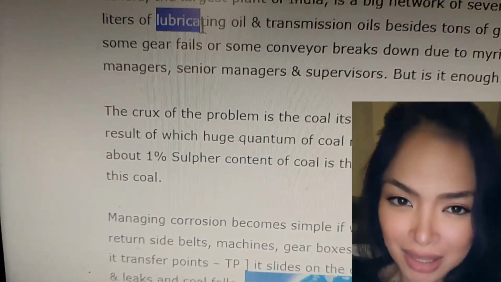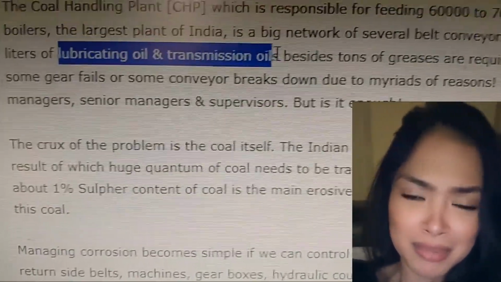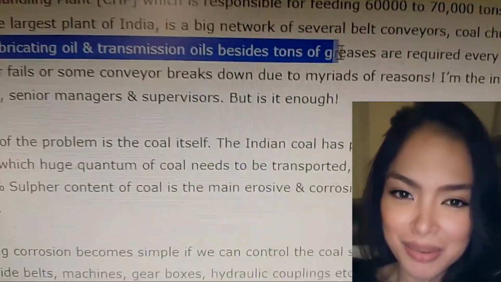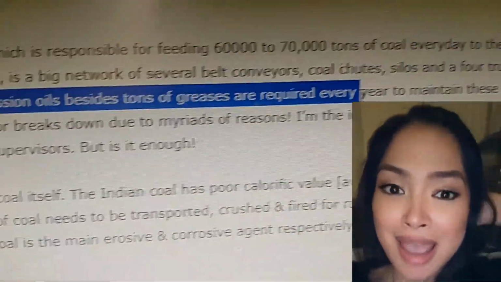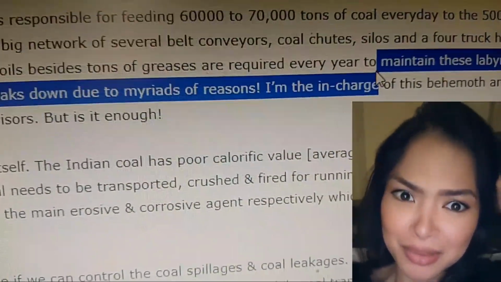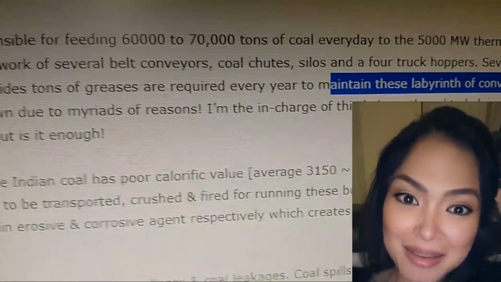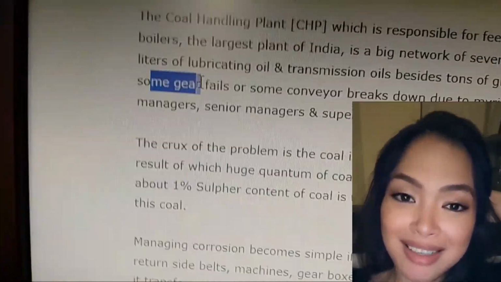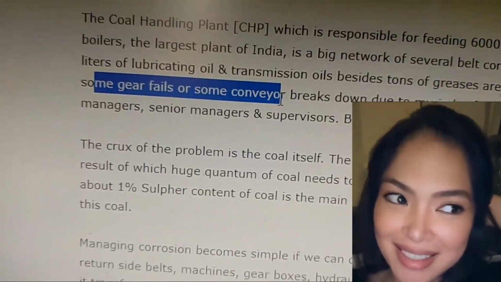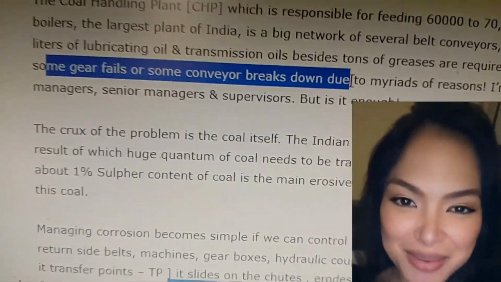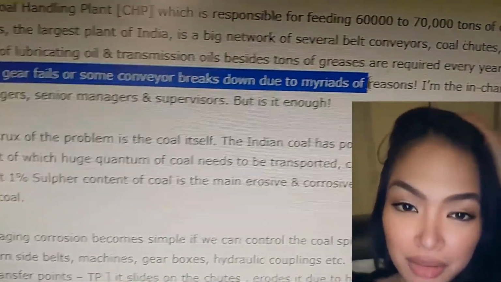Several thousand trailers of large bearings, transmissions, and oil, besides tons of gas, are required every year to maintain these labyrinth conveyors. Every day, some gearboxes of some conveyor break down due to a myriad of reasons.